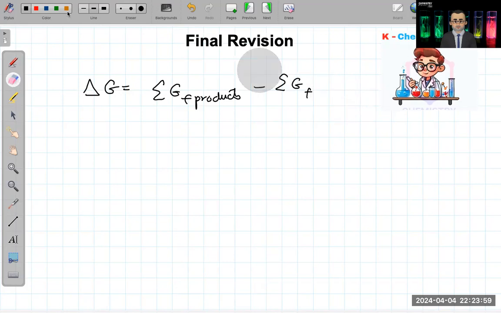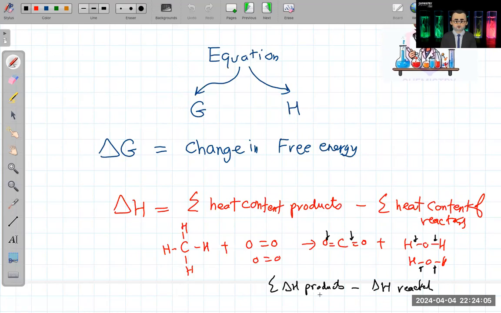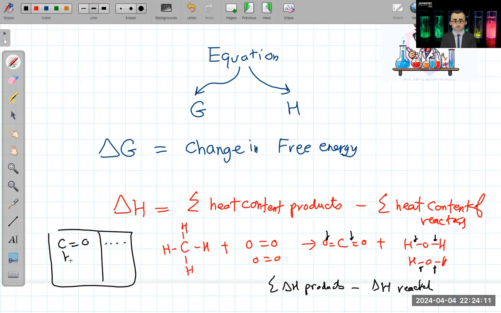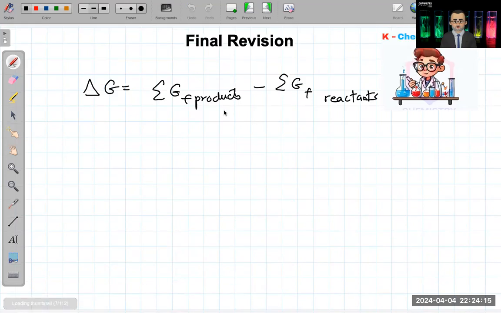Mister, where do I get the values for this? The same way he used to give me the delta H of formation of products or reactants in a table, and tell me the C double bond O is equal to so and so, the H-O is equal to so and so, he will give me also the values for delta G. So I just calculate delta G of products minus delta G of reactants.